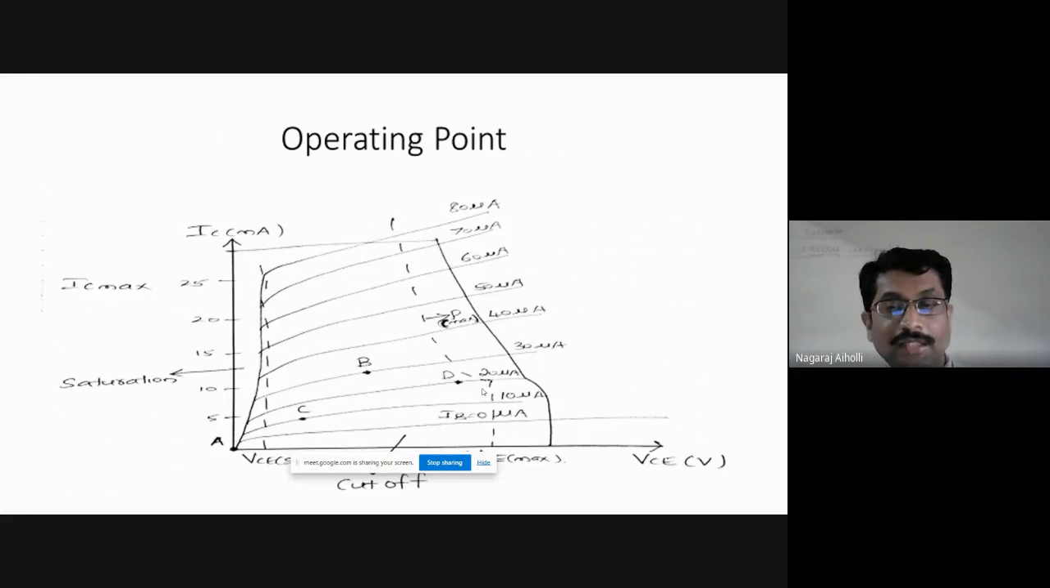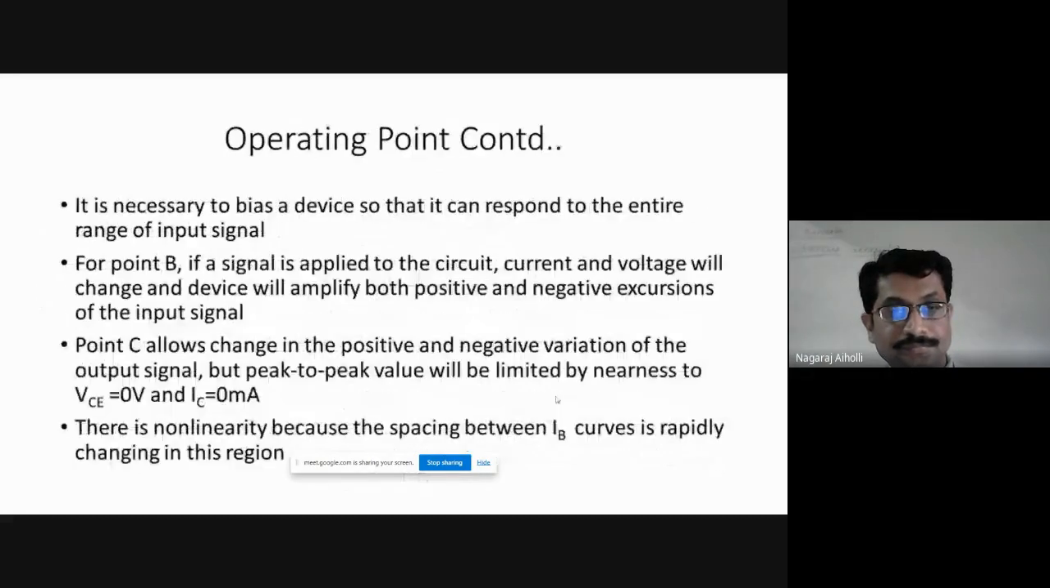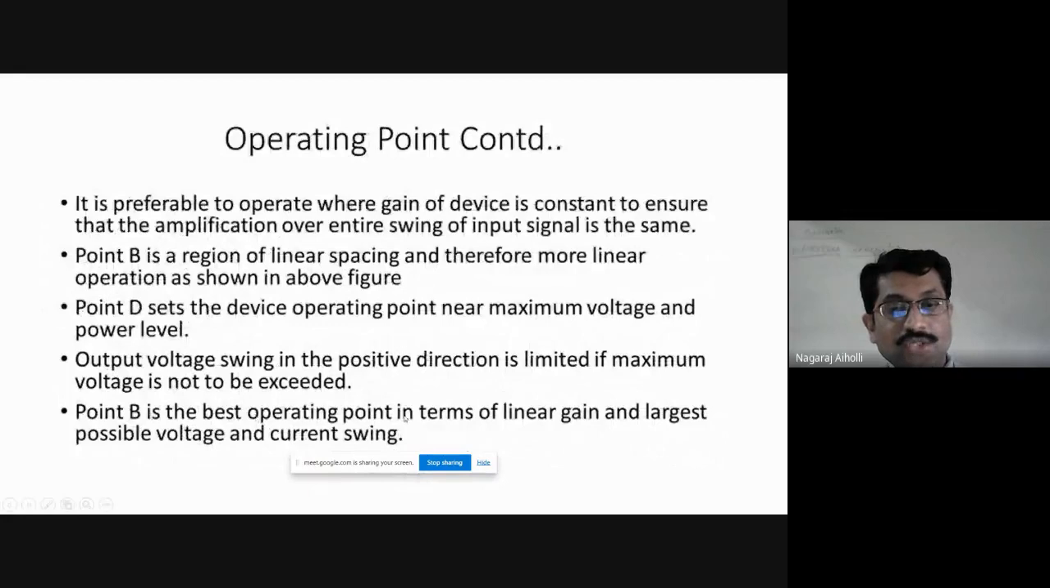Because what is the gain? Gain is output voltage by input voltage. If output voltage is less, gain is also less. The output voltage is in the numerator. Correct. If output is less, gain is also less. If output is more, gain is also more. Is it not? Point B is the best operating point in terms of linear gain and largest possible voltage and current swings.